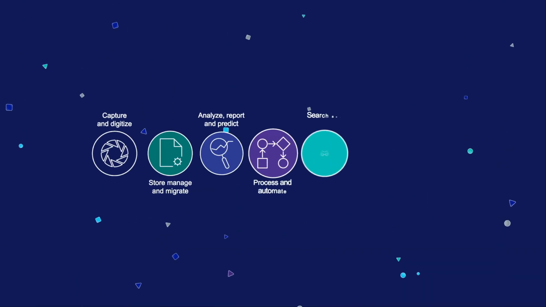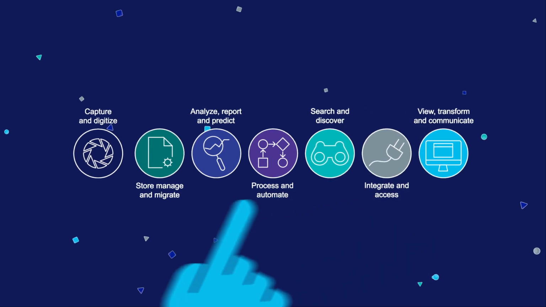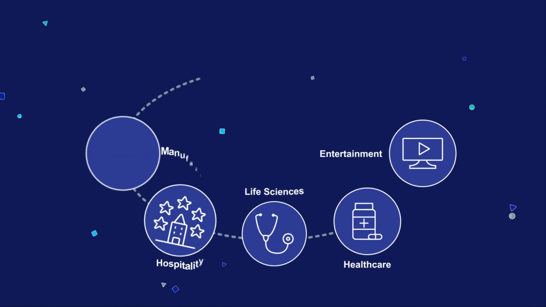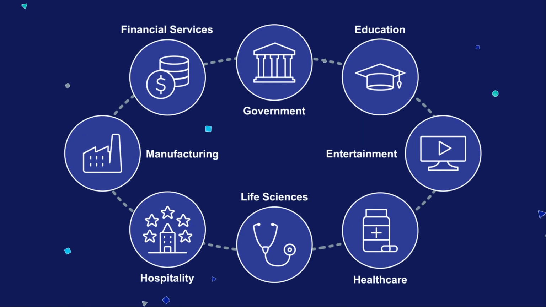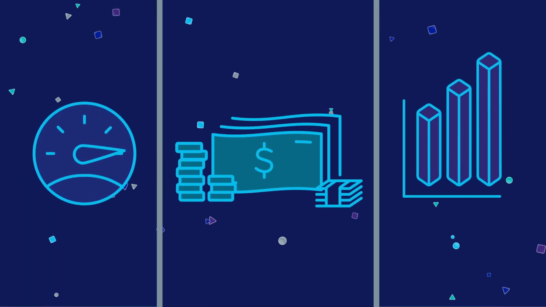OpenText OEM solutions are grouped into 7 intuitive categories, making it easy to navigate the vast collection of products that comprise each. And OpenText OEM solutions are trusted by product teams in every major industry. Get to market faster, increase ROI, and scale with confidence by leveraging OpenText OEM solutions.